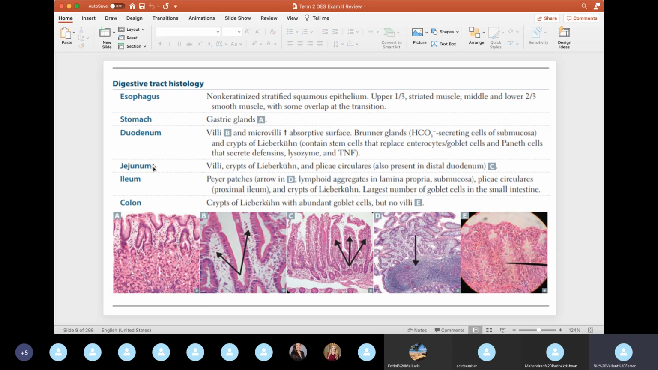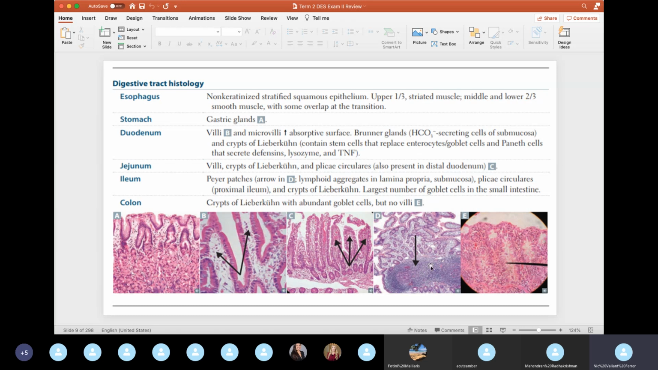You can also see an important gland, high yield, in the duodenum. The Brunner glands, what's the function? It secretes bicarb, right? And you can see crypts of Lieberkühn, which contain stem cells. And you can also see Paneth cells there that secrete defensins, lysozymes, and TNF. Okay, let's look at C. Where are we now? Someone said it a while ago. So we're in the jejunum. Excellent. So you can have villi, crypts of Lieberkühn, and plicae circulares.